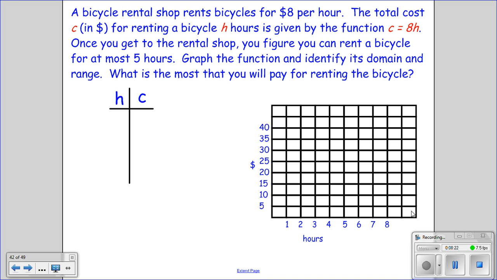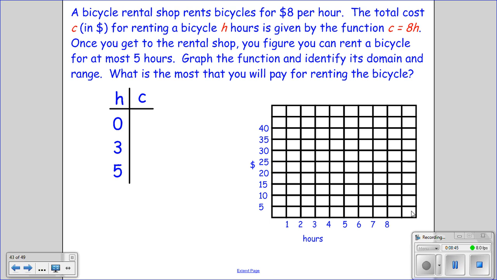H is our x and C is our y. Notice how I have that labeled on the graph. And we are going to start out with not renting the bike at all. That would be 0 hours. And then we know the most we can rent it is 5 hours. So I put that at the very bottom, and I just chose a number in between. 3 sounded good to me.